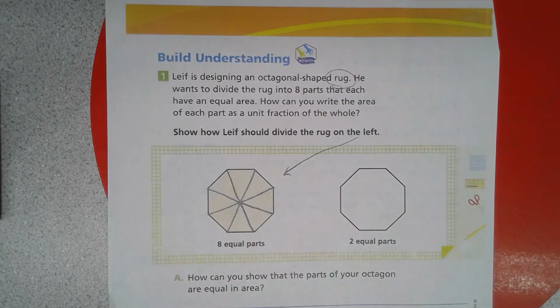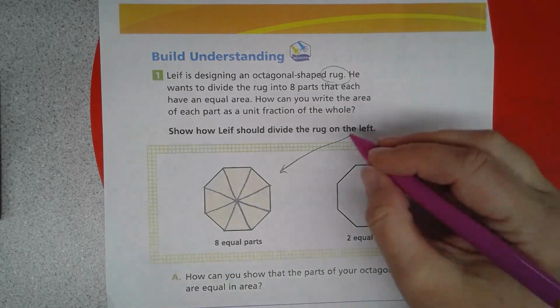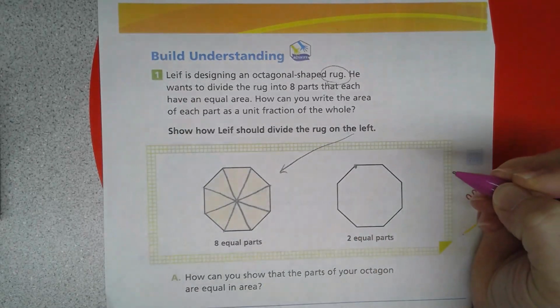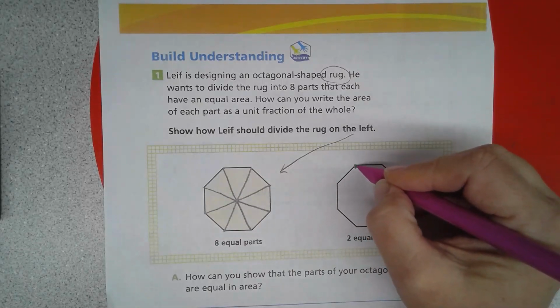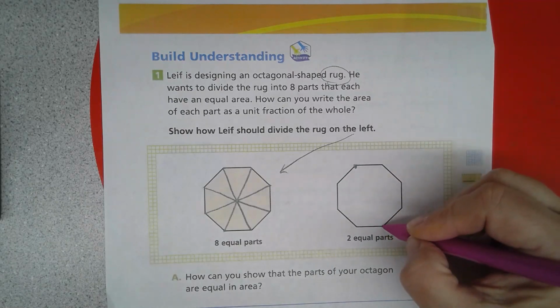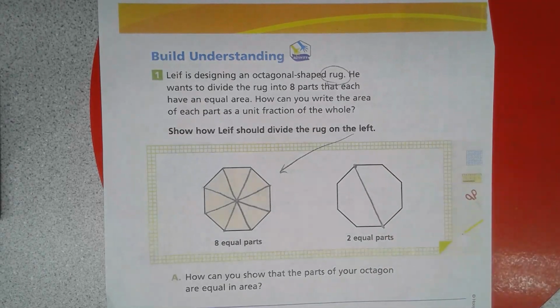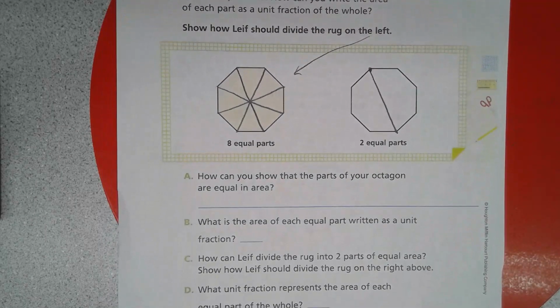Now the next thing is to divide it into 2 equal parts. Now this one's a little bit tricky because this is not a shape we normally divide into 2 equal pieces. But if we go from this point, and that is called a vertex, it's where 2 lines come together to form a corner or a point. So we'll start at this vertex and we're going to go diagonally across to here. Now we have 2 equal pieces. Okay? Or 2 equal parts here. All right, let's look at our questions.